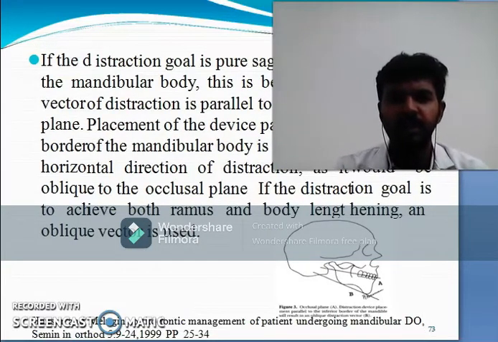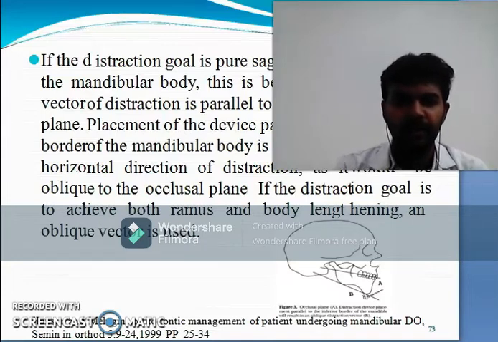If the distraction goal is pure sagittal advancement of the mandibular body, this is best realized when the vector of distraction is parallel to the patient's occlusal plane. Placement of a device parallel to the inferior border of the mandibular body is not consistent with the horizontal direction of distraction, as it would be oblique to the occlusal plane.